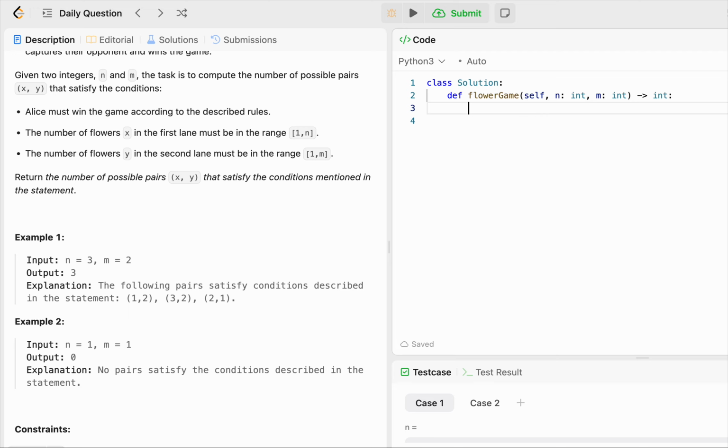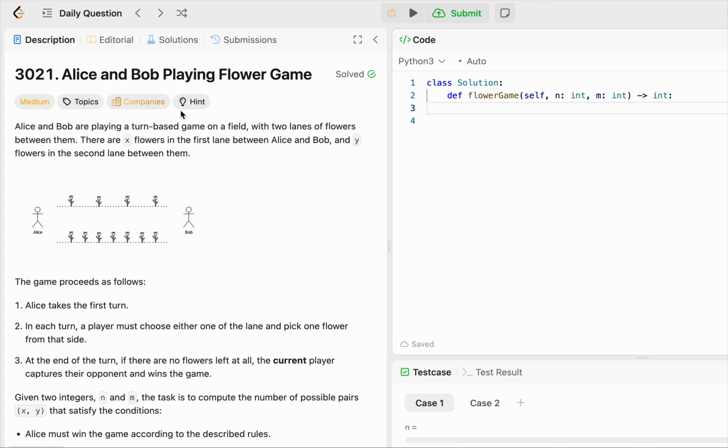Everyone, welcome back to my channel, and today we're going to solve the daily LeetCode problem together. And so for today's problem, that is Alice and Bob playing the flower game.